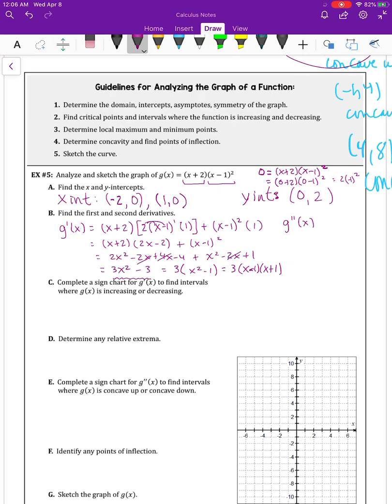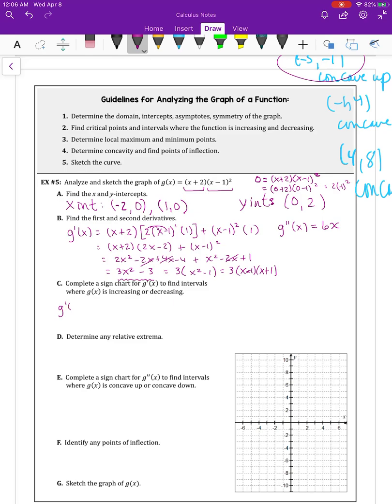And then my g double prime of x, of course, I'm going to use this one for my g double prime because it's the easiest one. So that's going to be 6x, okay? Bring that 2 down times 3x, and then the derivative of negative 3 is just 0, okay? So I found my first and second derivatives.